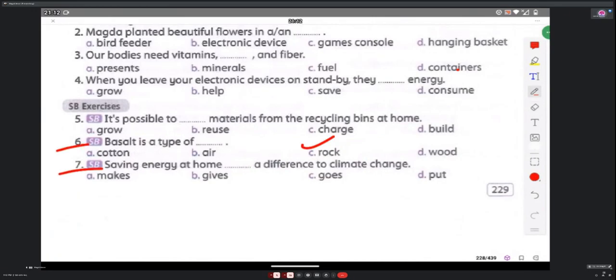Saving energy at home dash a difference to climate change. I said make a difference. That means gives a good result, to make change and give good result. Make a difference. But here we say makes a difference.